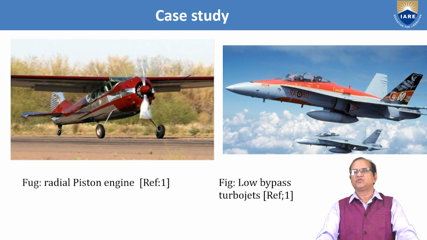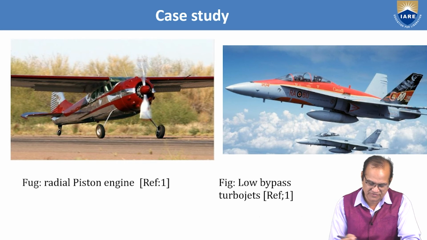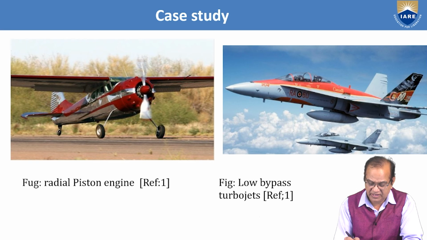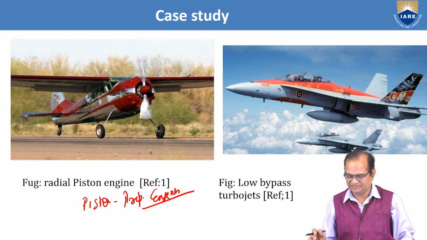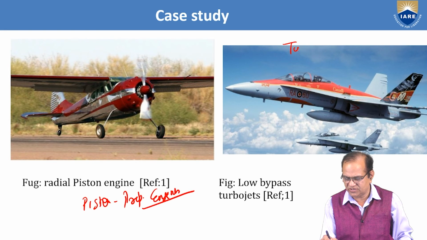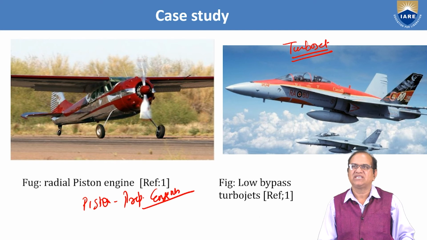Now these engines are used for different purposes. So I have shown here some aircraft. These aircrafts are using the different types of systems. So here a radial piston engine. So here is a piston propeller engines are used. These engines are used and they will get the thrust. Here turbojet engines are used, which I have already explained you in detail.